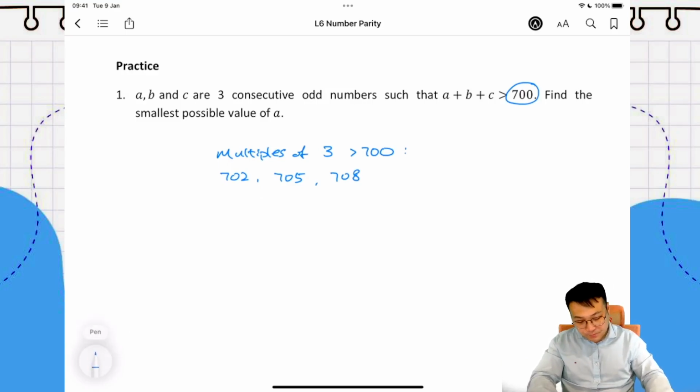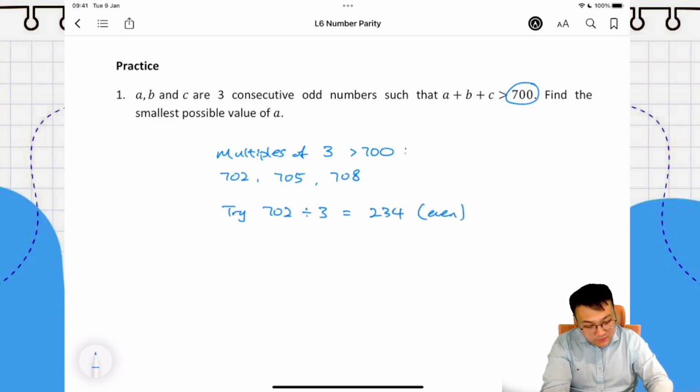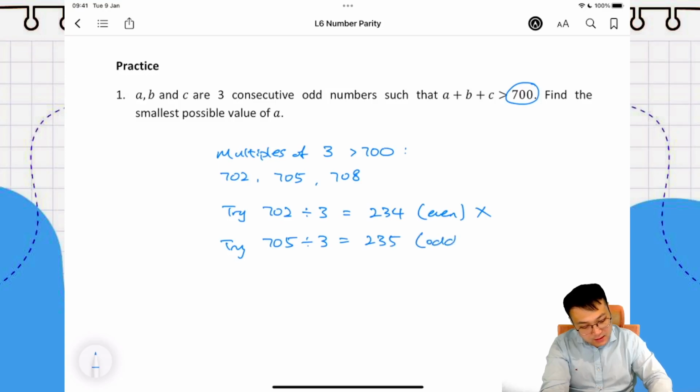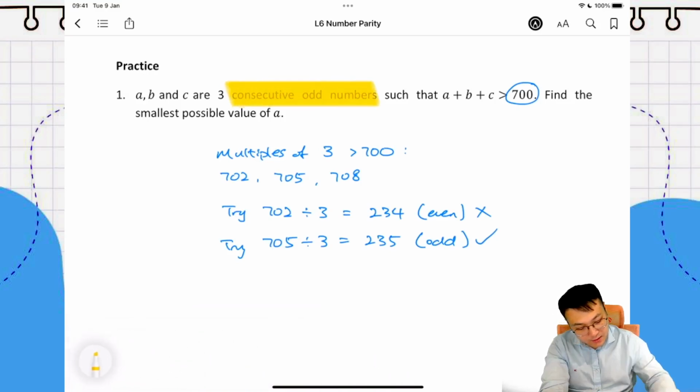Next, what should you do? You should say, okay, let's try 702 divided by 3. And guess what? You are going to get an even number. So we are going to say this is even. We're not going to use it. What about 705? When you divide this by 3, you get 235. This is odd. And the question would like you to find odd numbers. Am I right?